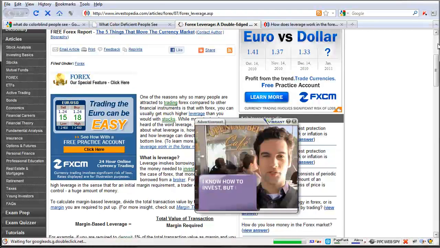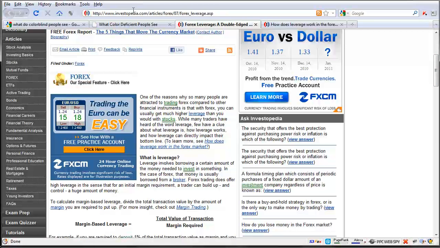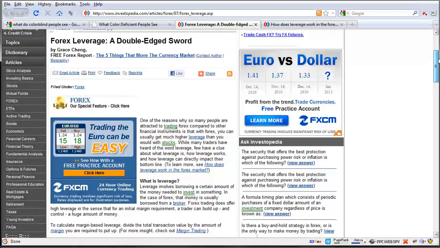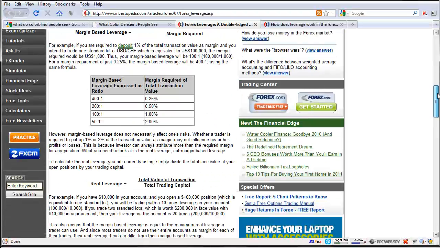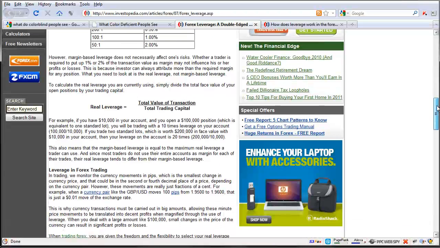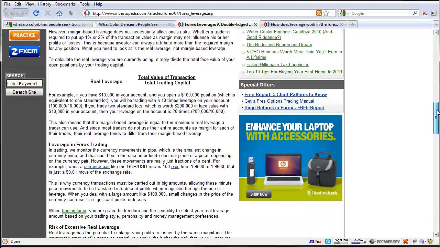Let's go to this website here, and it's called investopedia.com/articles/forex/07/forex_leverage.asp. Alright, and that's right there. What I've basically done is I've typed in what is forex leverage. Now if you go through this article here, it will give you a little bit more insight into what it's about.